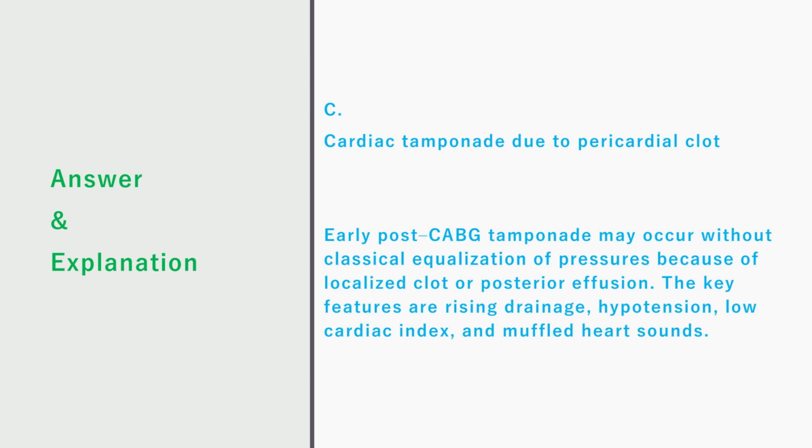Explanation. Early post-CABG tamponade may occur without classical equalization of pressures because of localized clot or posterior effusion. The key features are rising drainage, hypotension, low cardiac index, and muffled heart sounds.